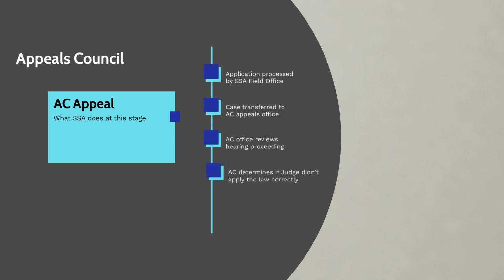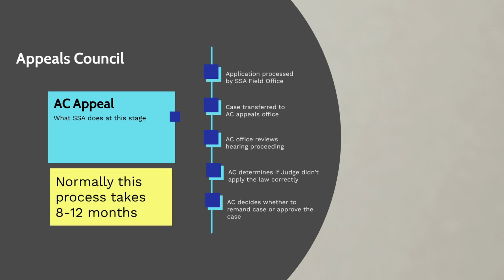If the appeals council thinks that the judge overlooked something, then they will typically send the case back to the judge to have him do a new hearing. That's called a remand. Now, sometimes the appeals council will decide that they have enough evidence to approve the case, in which case they'll just approve it.